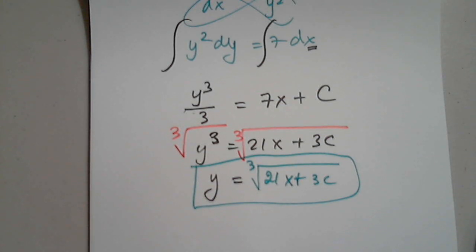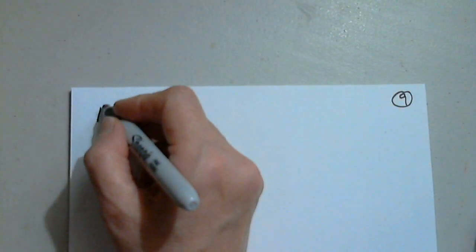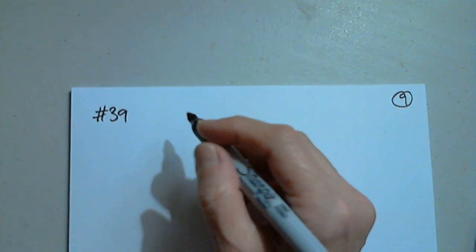Good. Now let's look at one that also has an initial condition. So let's choose one from 39 through 42, with an initial condition now. Okay, I'll choose 39. You can choose the next one.